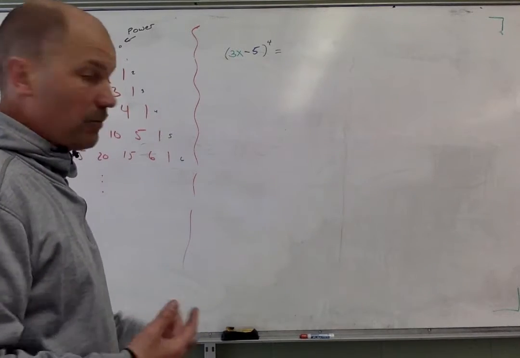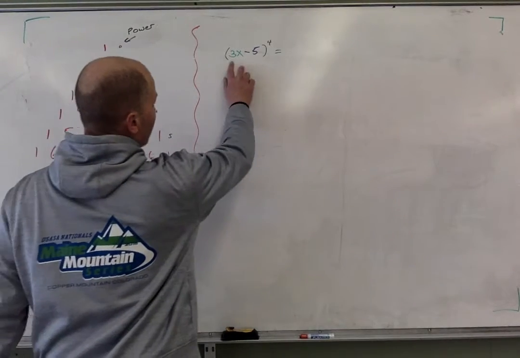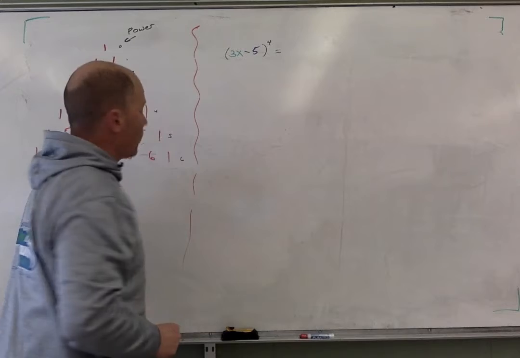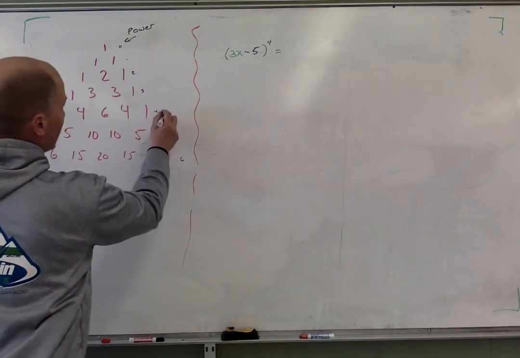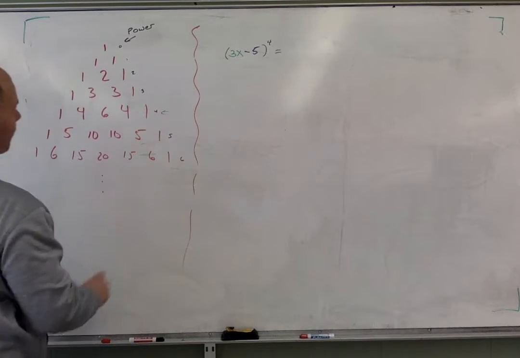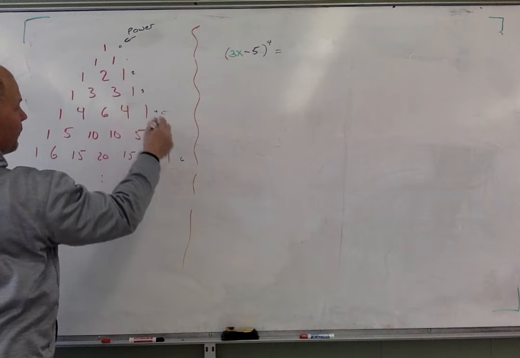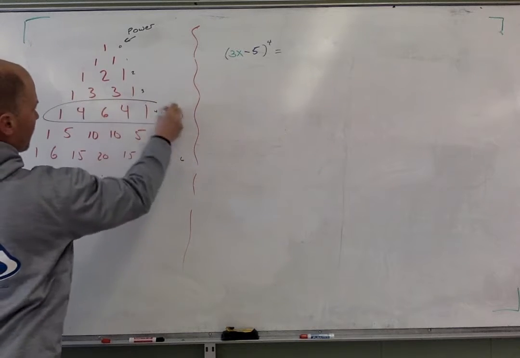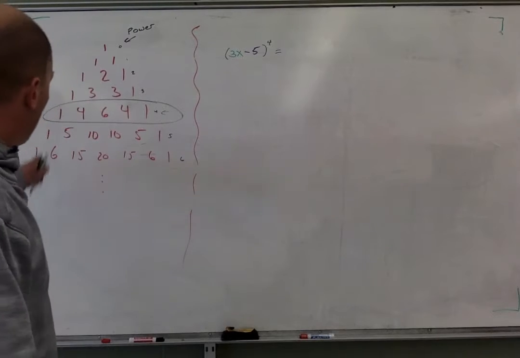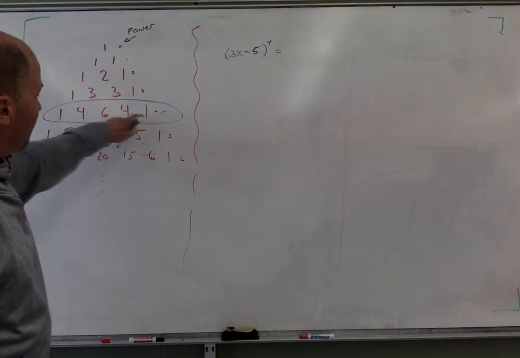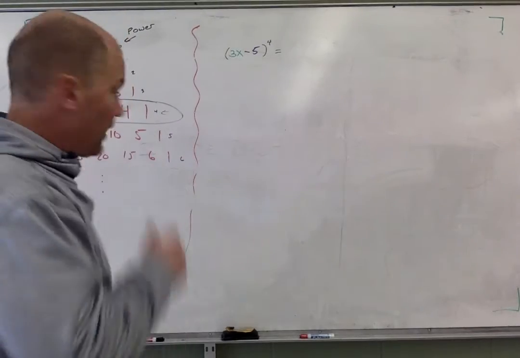I'm going to try to use some color coding to help walk you through it. What I have here is 3x minus 5 to the 4th. And because it is to the 4th, we are going to look at the 4th row. Notice the first one I label as 0, 1, 2, 3, 4. So this is considered the 4th row in binomial theorem. And notice there are 5 terms, 1, 2, 3, 4, 5 different terms in this row.